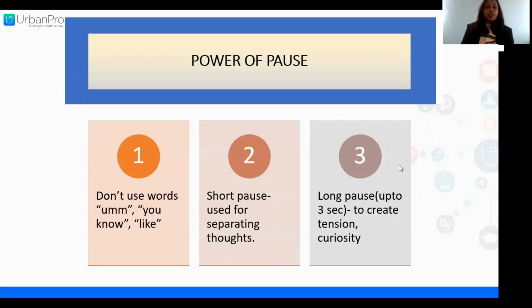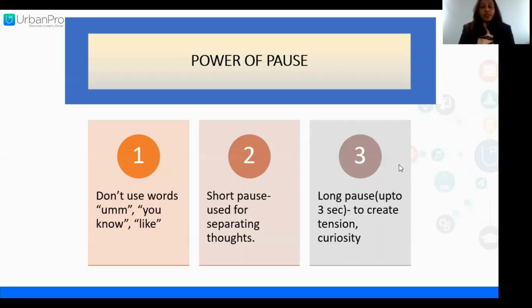Like using the words like and like. So you think that by using these kind of words, you are making the speech impressive, but believe me, it's not. It is not professional. So when you are giving a professional speech, then at that time don't use these kind of words.